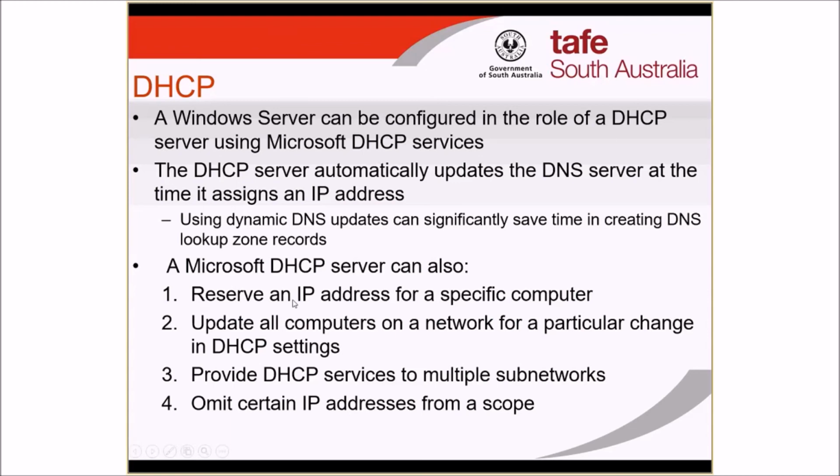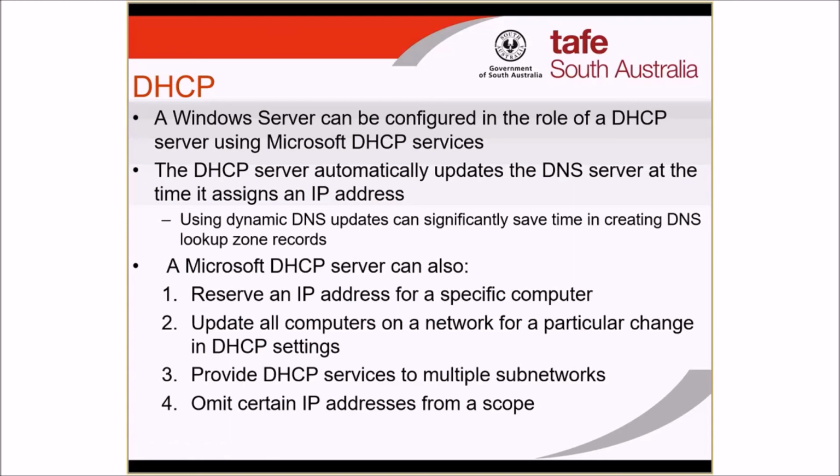We can also reserve specific IP addresses for specific computers or devices like a printer. We can update computers on a network with a particular change. So for example, if the DNS server has changed, we can update all of the computers. DHCP can provide the service to multiple networks, and we can also omit a certain range of IP addresses from the scope.